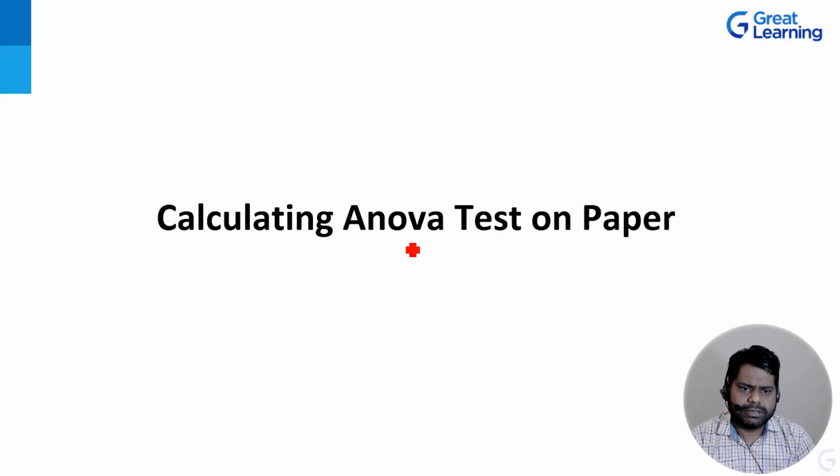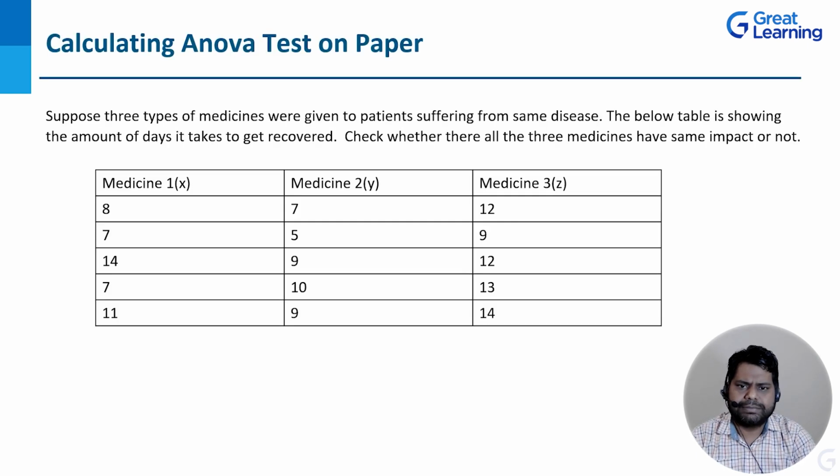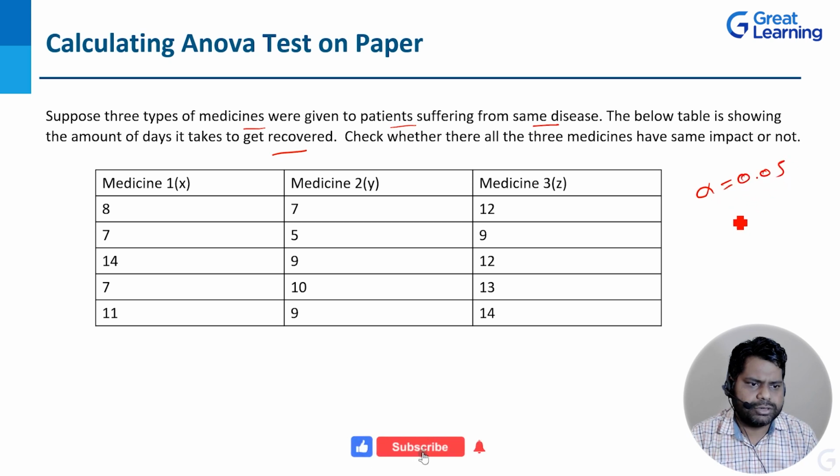Now let's do some calculation of the ANOVA test on paper. Here in this example, we will see examples of the one-way ANOVA test and the two-way ANOVA test, and based on that we will see how we can solve this. So let's suppose three medicines were given to patients who are suffering from some disease. We are not going to name the disease. The below table is showing the number of days it takes to recover. Check whether all three medicines have the same impact or not. Before we proceed, since alpha is not given here, we will consider alpha as 0.05.